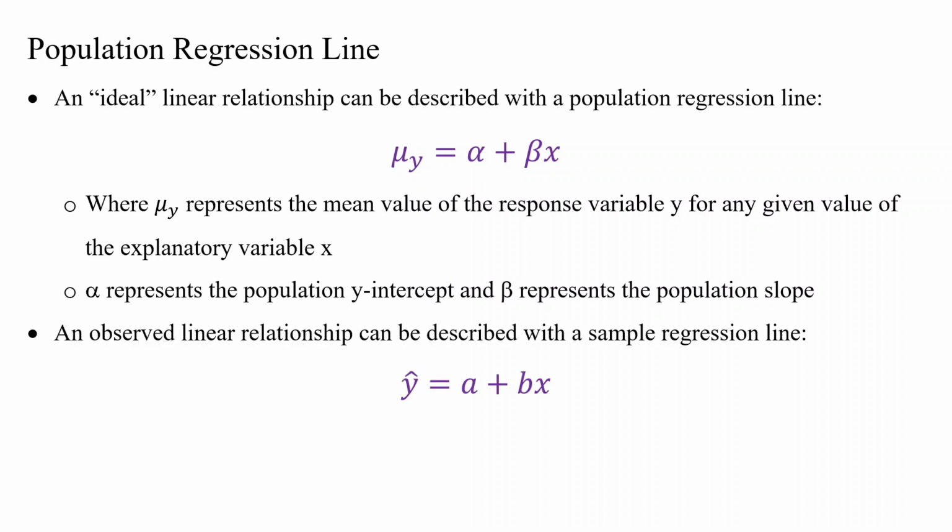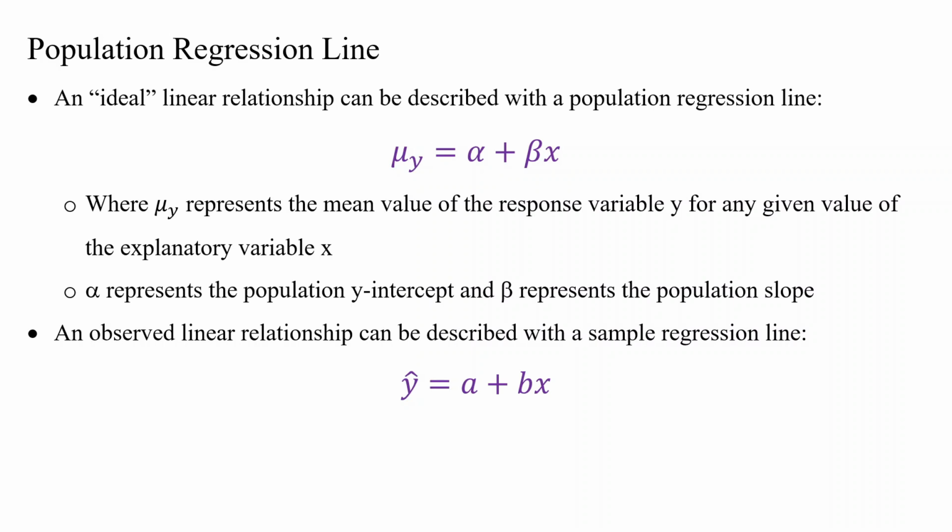Now, the reason we have this is because we can observe a linear relationship. That was what Unit 2 was all about, right? Where we created a sample regression line, y hat equals a plus bx, where a was the y-intercept and b was our slope.